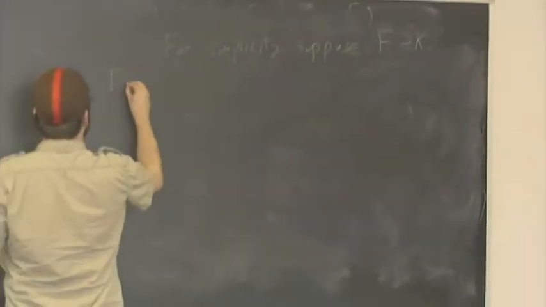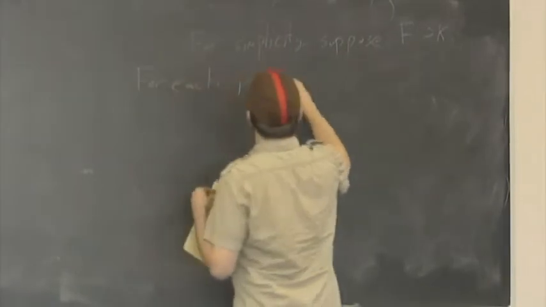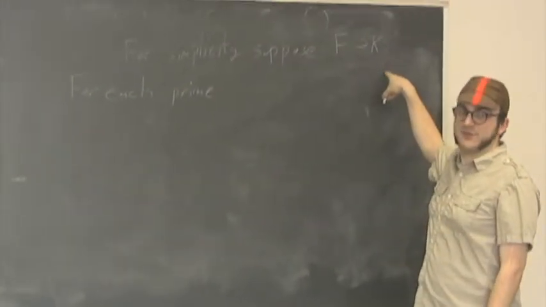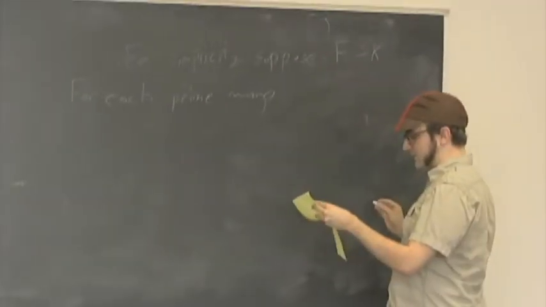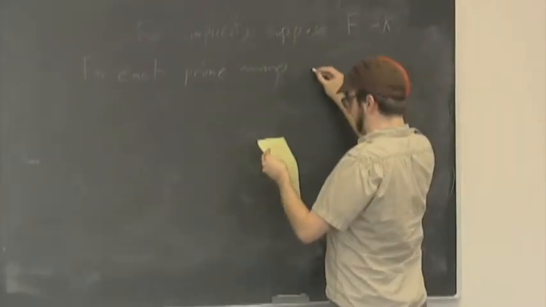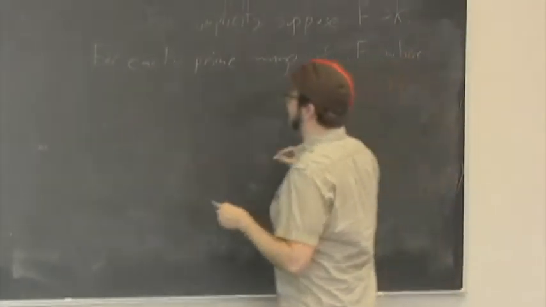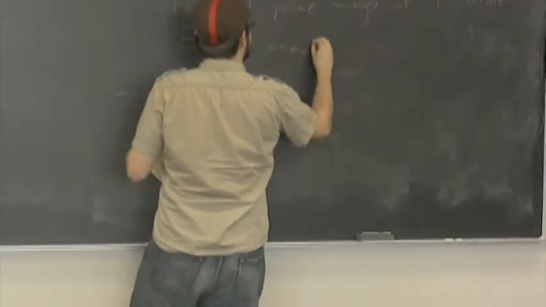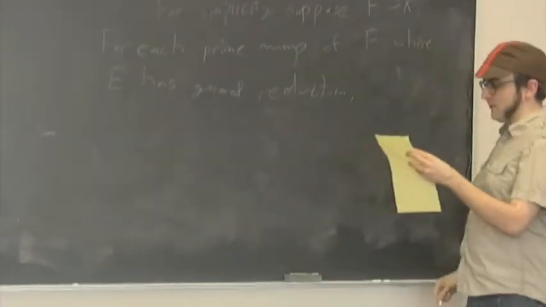So for each prime, P with a long tail is going to mean a prime of F. P with a short tail is going to mean a prime of K. So for each prime P with a long tail of F, where E has good reduction. I know, I don't want to be confusing.